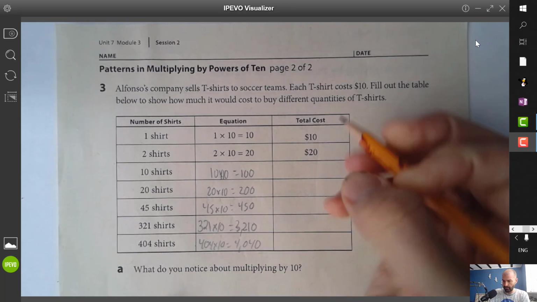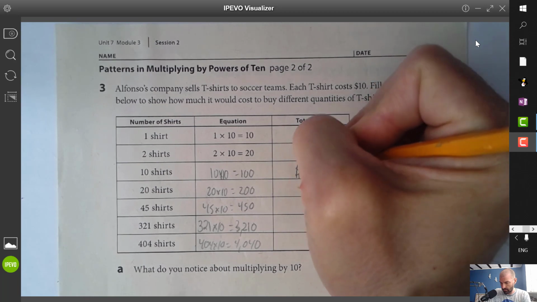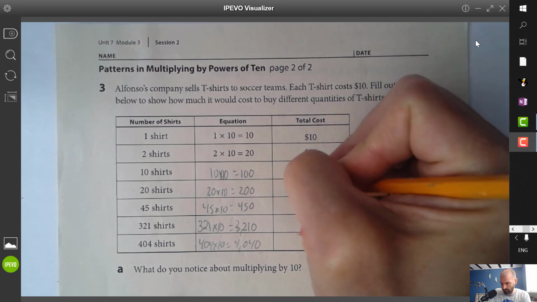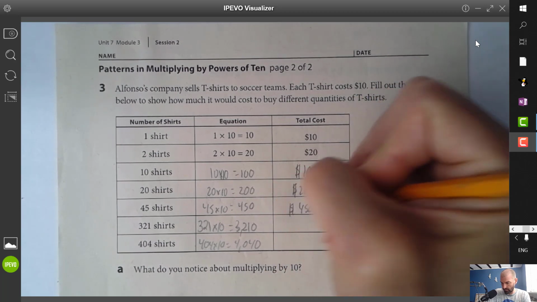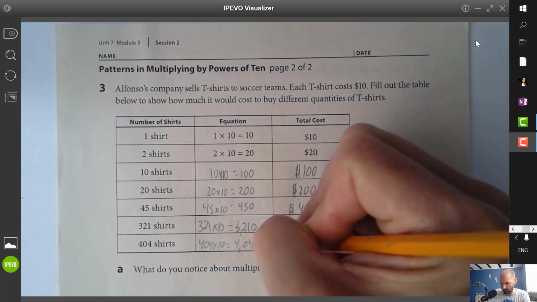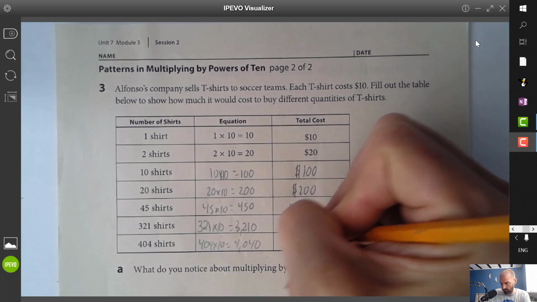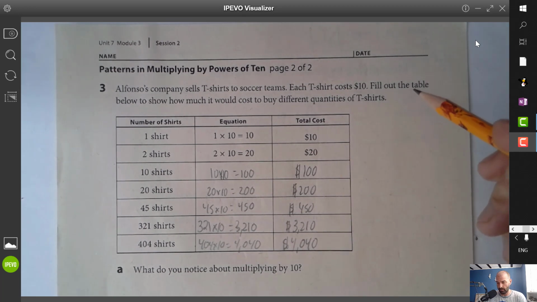So total cost, we put the dollar sign right to the left of our answer. So we have $100, $200, $450, $3,210, and $4,040. Again, we don't have to put the decimal point there because it is a whole number.